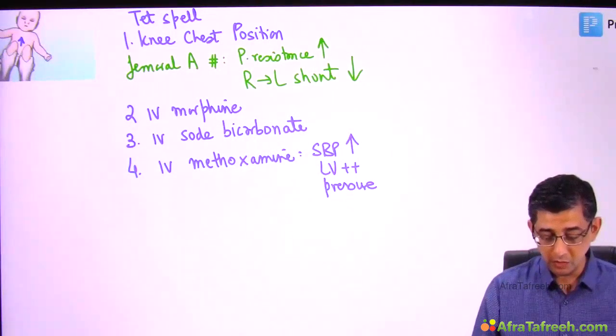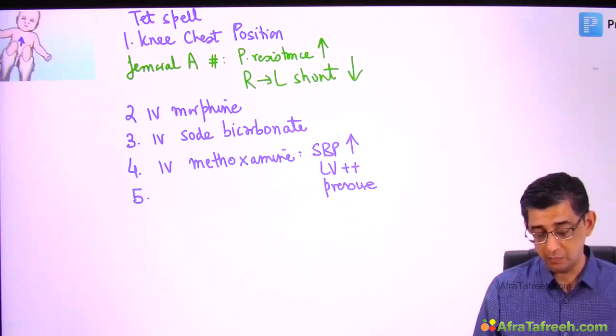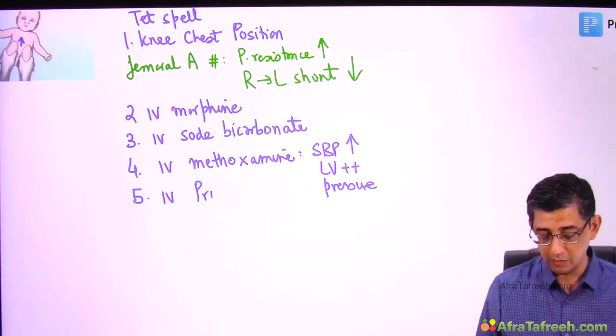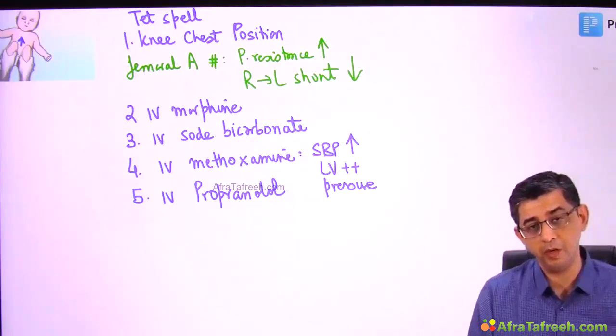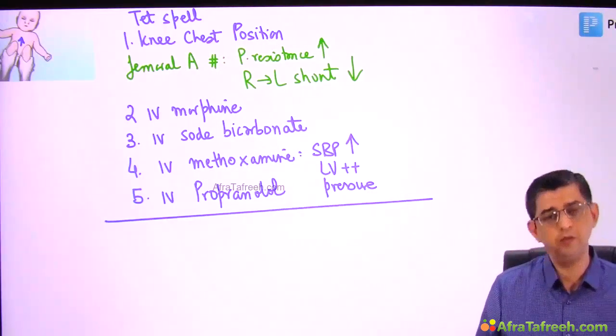Over and above this, to control the heart rate of this child, I can use a beta blocker. Traditionally, they use a non-selective beta blocker for this condition, that is propranolol. Though if you don't have IV propranolol, you can use a cardioselective beta blocker also.